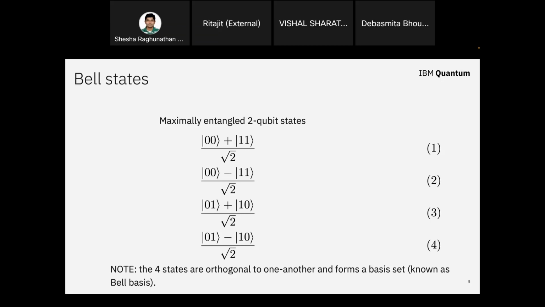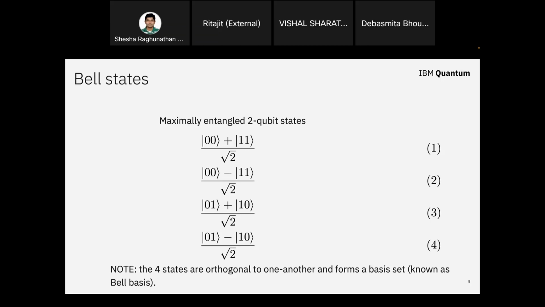So if you get a 00 plus 11 state and you measure it in this basis, then you will get the first equation. If you measure it with the first measurement operator, you will get 1 in that particular one and 0 in all others.